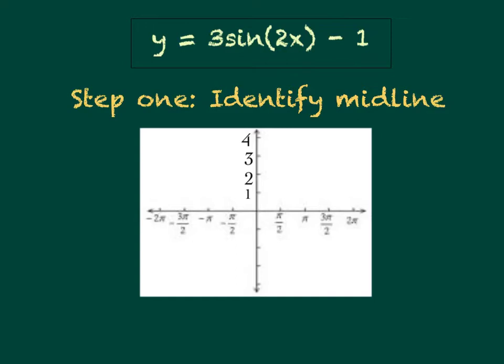So now I'm going to find -1 on my y-axis on my graph, and I'm going to draw a dashed horizontal line there at -1. And I'm going to label it as my midline. Now this line is not part of my graph. It's just going to help me draw it.